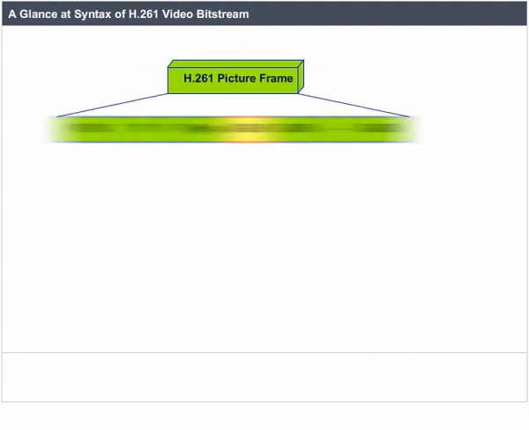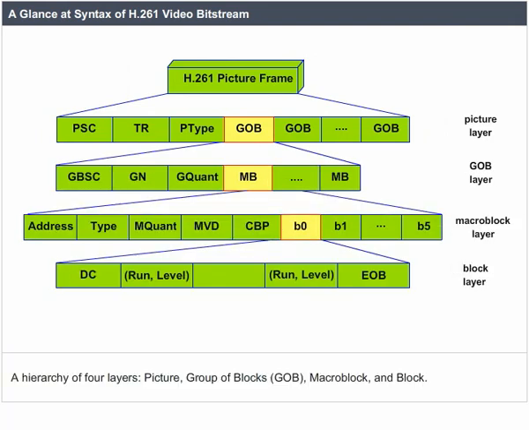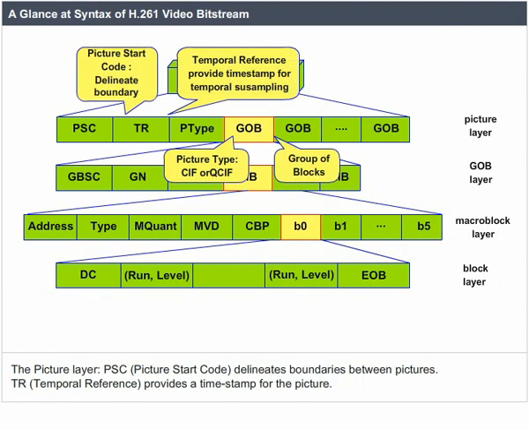A glance at the syntax of the H.261 video bitstream. A hierarchy of 4 layers: picture, group of blocks (GOB), macroblock, and block. The picture layer's PSC, picture start code, delineates boundaries between pictures. TR, temporal reference, provides a timestamp for the picture.